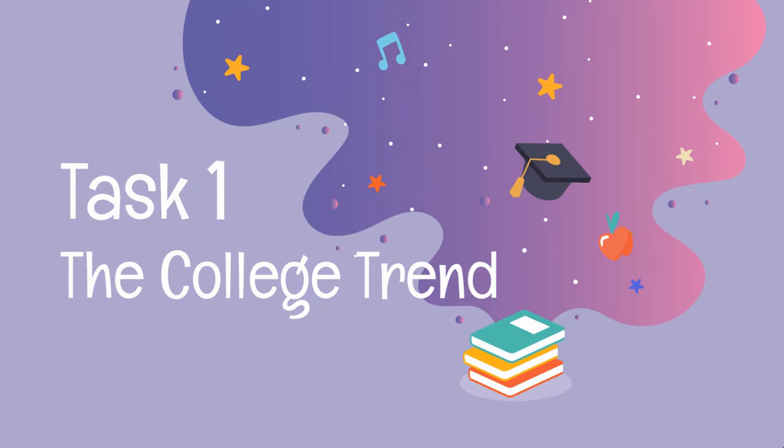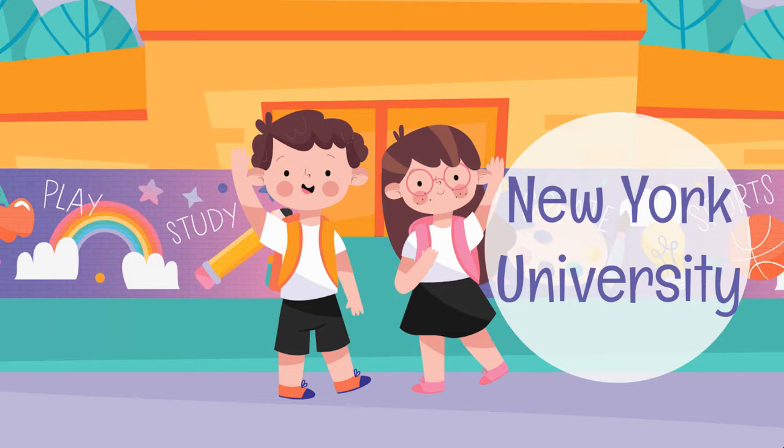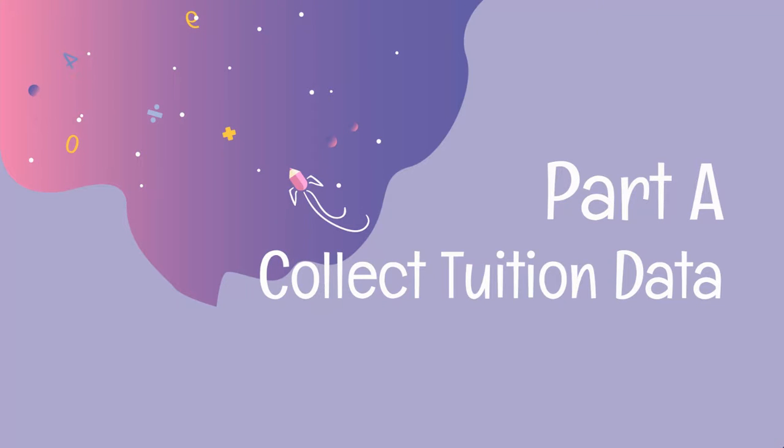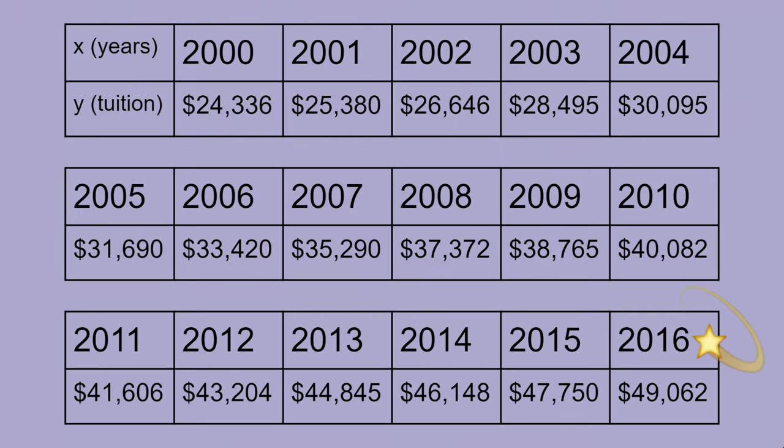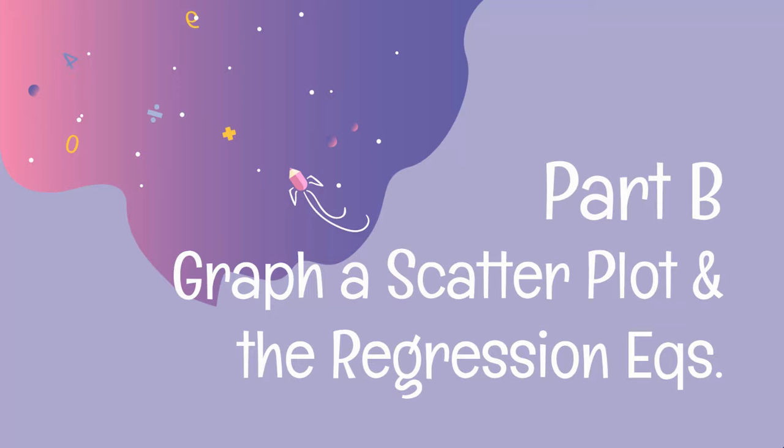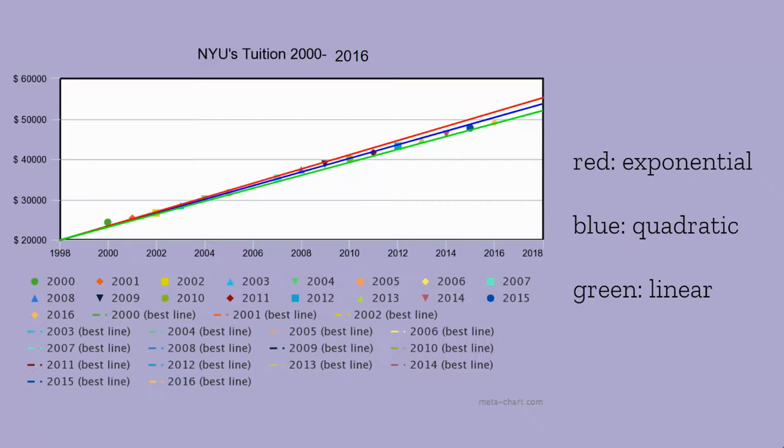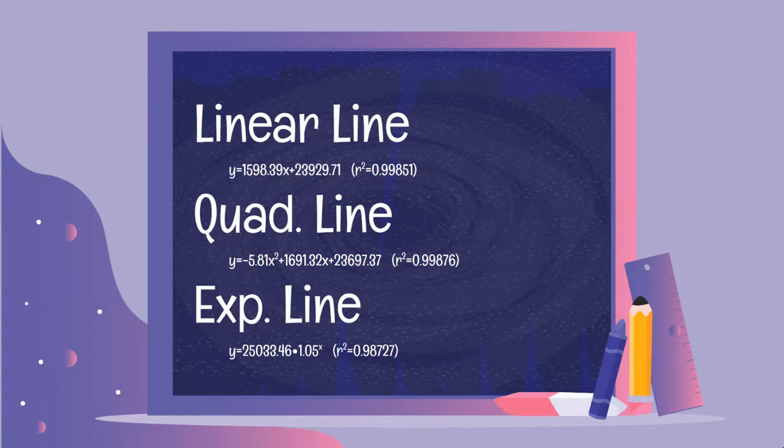We'll begin with Task 1, the college trend. The first college I picked was New York University, and this is Part A, collecting tuition data. This is the table I created in order to show the tuition prices throughout the years 2000 and 2016, with the x values being years and the y values being the cost, and this is Part B, where the graphs and equations were created. There's the scatter plot showing NYU's tuitions throughout the 16 years, and then here are the three types of regression equations with their coefficients of determination.